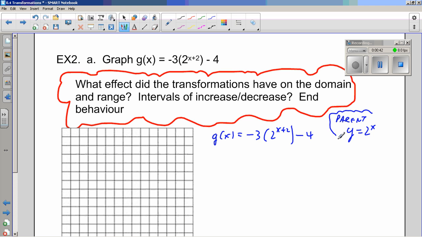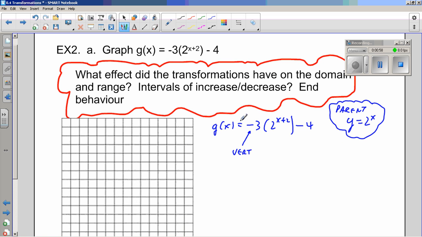And these parent functions we have to be able to graph very quickly without much thought. And then we have to be able to transform them. So what are the transformations to the parent function? The minus 3 isn't in with the x, so this is a vertical something. Vertical what? Well, the minus, it's a vertical reflection or a flip. Vertical reflection, so it means that where the graph was going like that, the basic graph, now it's going to be flipped and going down this way.